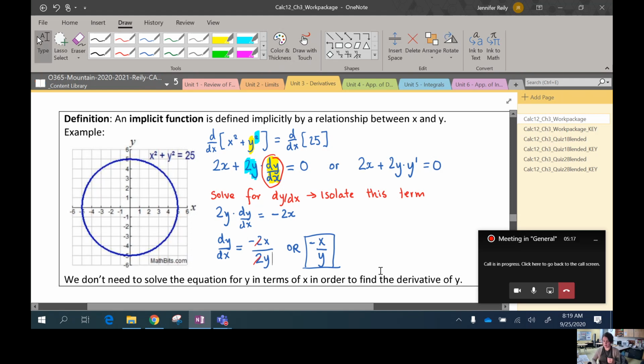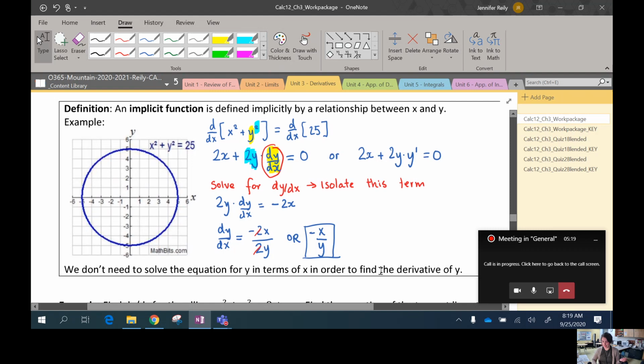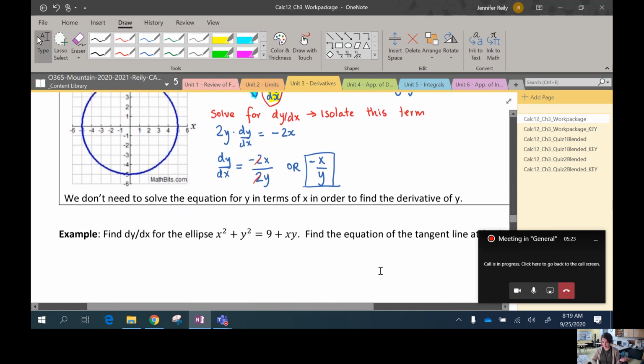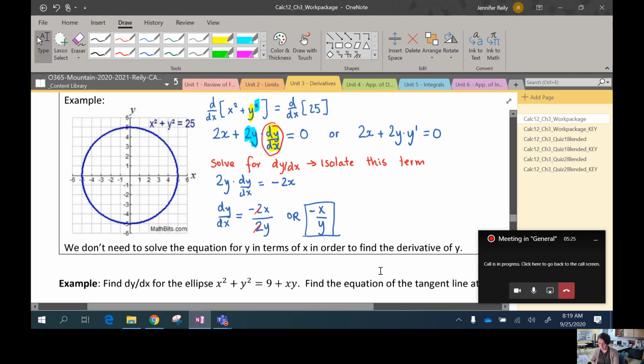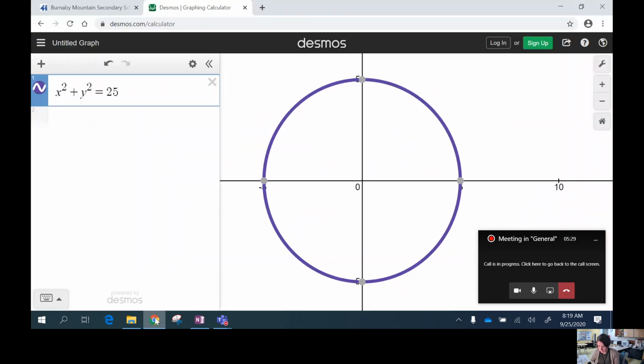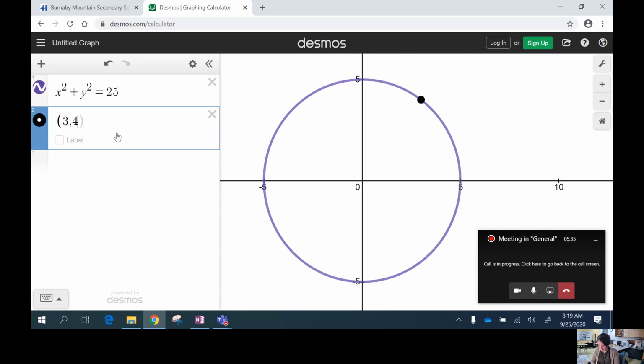Okay, good. We're going to do one more example that's a little bit harder this time. Oh, yeah, and let me just show you that it works too. So on our graph in Desmos, let's just pick a point on this curve, I think 3, 4. And remember our slope was negative x over y.